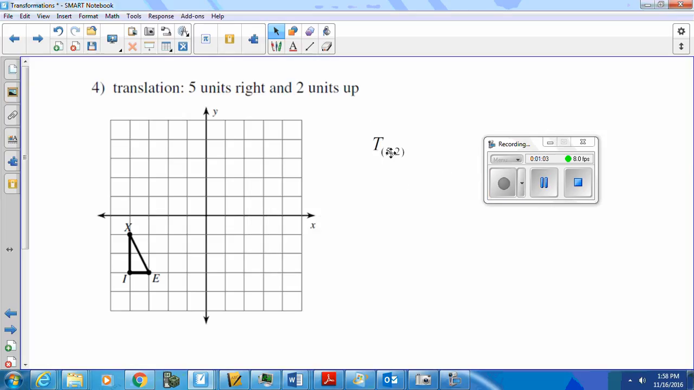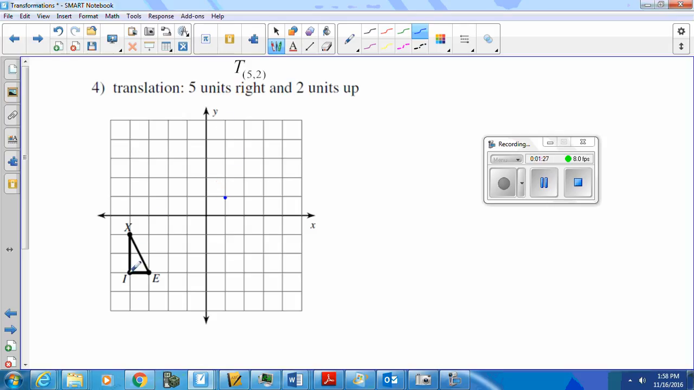So if you saw something and it said translate it under this translation, this would mean the same thing as this, okay? But what you'd have to do is take each point, go 5 units to the right, and go 2 units up. So let's go ahead and do that. So 1, 2, 3, 4, 5. All right, so we have a point there.